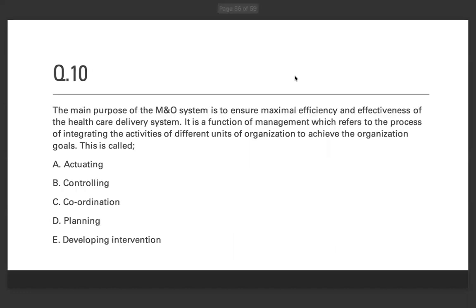Yes. Question number ten. The main purpose of the M&O system is to ensure maximal efficiency and effectiveness of the healthcare delivery system. It is a function of management which refers to the process of integrating the activities of different units of an organization to achieve the organization's goal. This is called: option A, activating; option B, controlling; option C, coordination; option D, planning; and option E, developing intervention. C is the right answer.